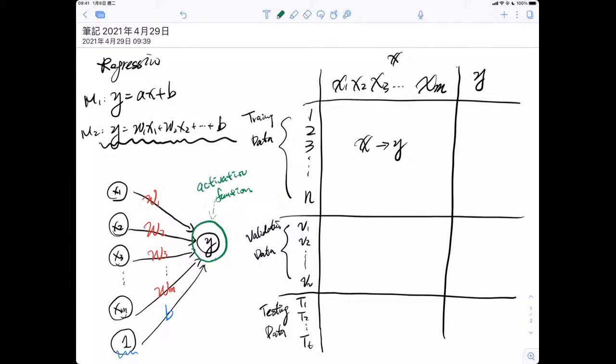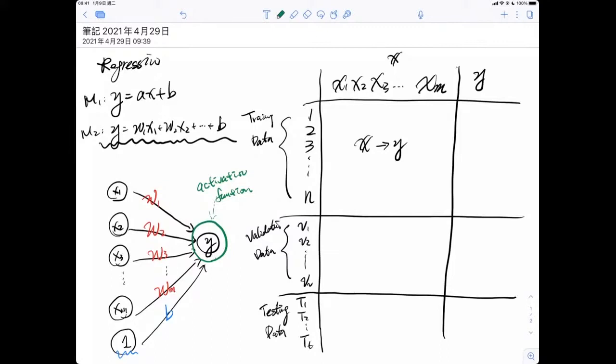What I said is that we generally believe that our real world is non-linear. The relationship between, for example, your age, your weight, your height, your score, your salary, we generally believe our world is non-linear. So when we design our model, for example M2, that is a linear combination. That's a polynomial representation of x1 to xn to b, right?